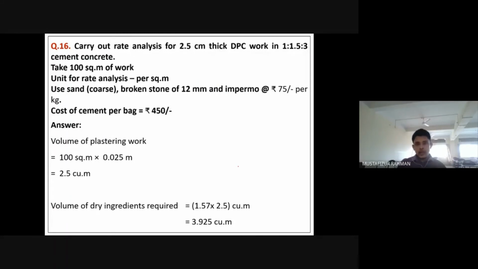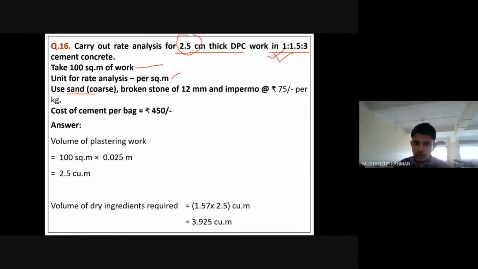Going into the next problem. What do we have to do? We have to carry out rate analysis for 2.5 centimeter thick DPC work. Ratio of concrete is given. 2.5 centimeter or 1 inch is the thickness of the DPC. Ratio of concrete to be mixed is given. 100 square meter of work is to be considered. Rate for analysis is per square meter.